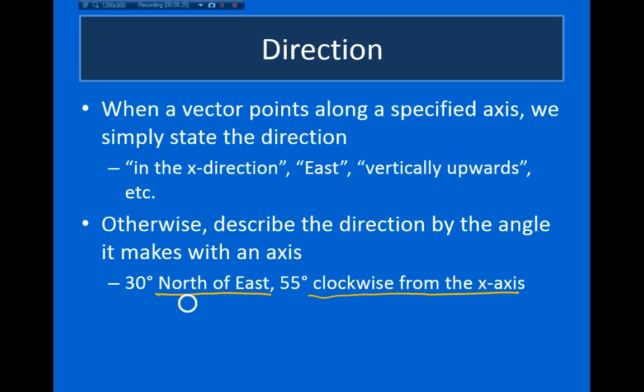Now just to be clear, north of east is a very common notation. If this direction is north and this is east, north of east means I'm starting in the east direction and I rotate towards the north direction. So that's this angle here. So this would be 30 degrees.